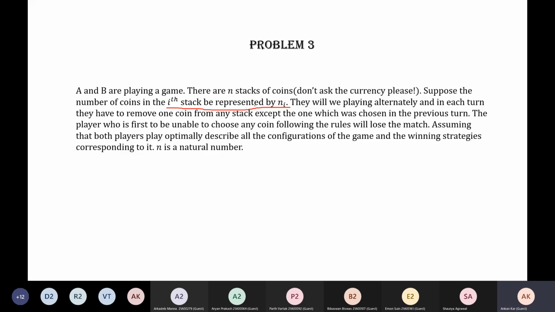They will be playing alternately, and in each turn they have to remove one coin from any stack except the one which was chosen in the previous turn. Only in the previous turn; in the turn before that, you can choose that stack. The player who is first unable to choose any coin following the rules will lose the match. Both players will be playing optimally, and their winning strategy will correspond to their optimal solutions. N is a natural number.